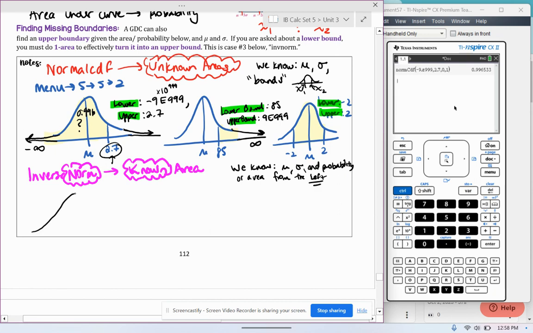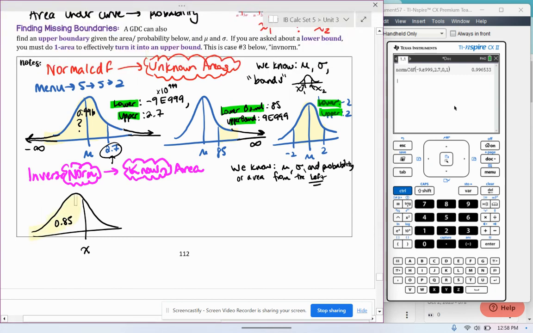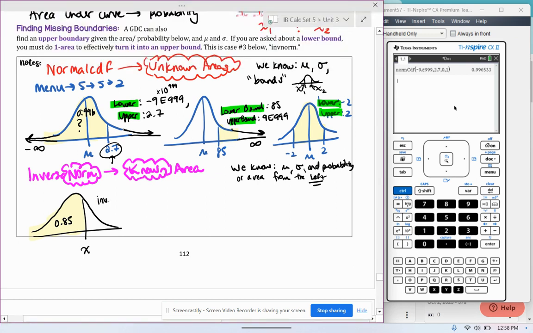Okay. So let's say we have a picture that looks like this, and they're like, okay, we want to find at what data point 85% of the data is below that data point. We are given the area on the left, or the cumulative area from the left. That's great. Our inverse norm function loves that. We would just type it in really easily on our calculator. Inverse norm 0.85. The mean is something. The standard deviation is something. We're good to go. Let's say the mean is 10 and the standard deviation is 4.